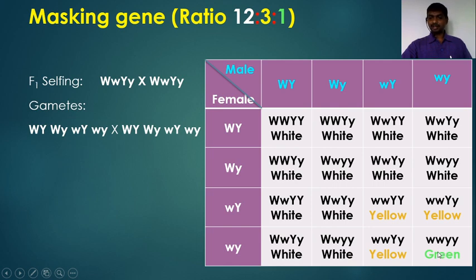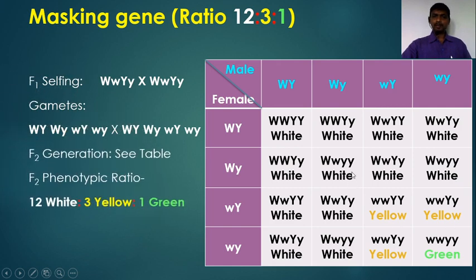But in the case of a green colored phenotype where all are recessive, meaning it possesses small w w y y, there is no masking effect or suppression of one gene by the other gene. So the phenotype is green color. If you count the different phenotypic combinations by using the checkerboard, we get the F2 phenotypic ratio of 12 white, 3 yellow and 1 green.